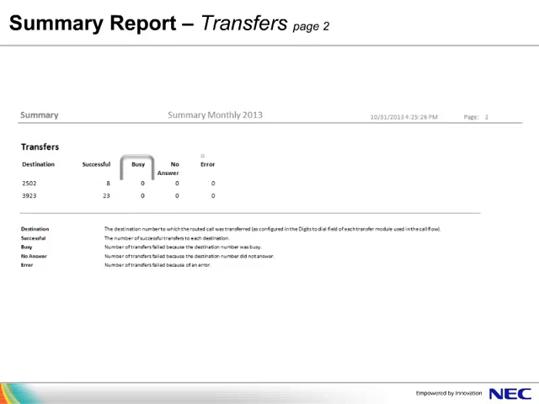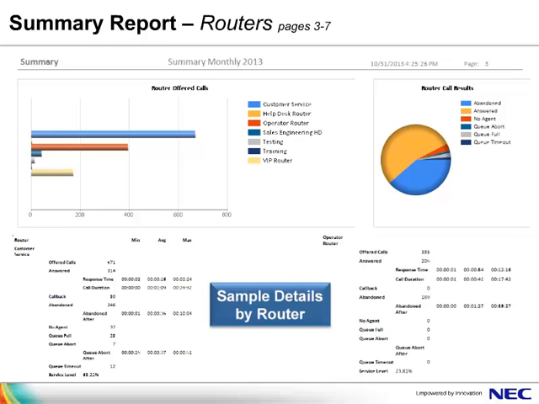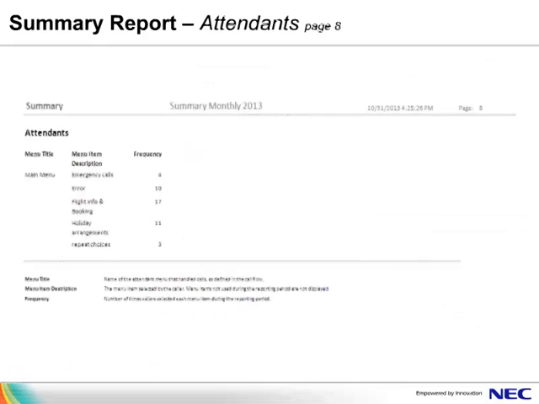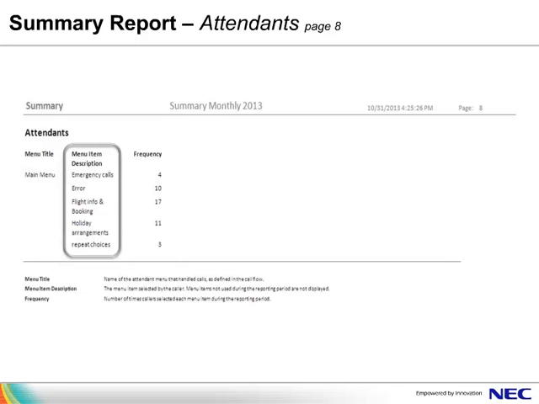Transfers are used when all agents from a router are not ready or logged off to route a call to an alternate answering position, like a message box, internal extension, or external number. The Router Summary displays both the overall totals for all routers and a breakdown for each router selected during the report period. The Attendant Summary displays the number of times callers selected each menu item in a configured auto attendant module.